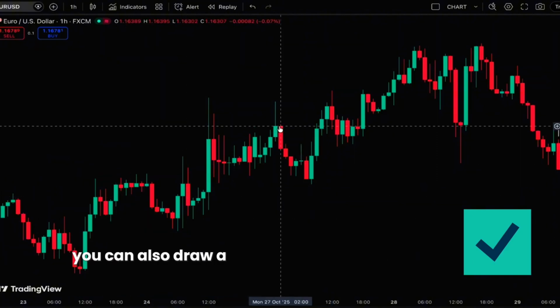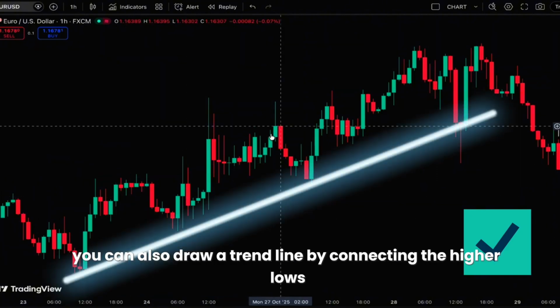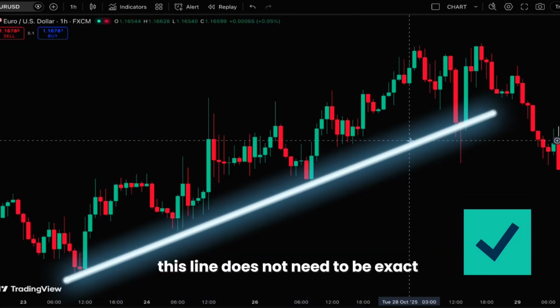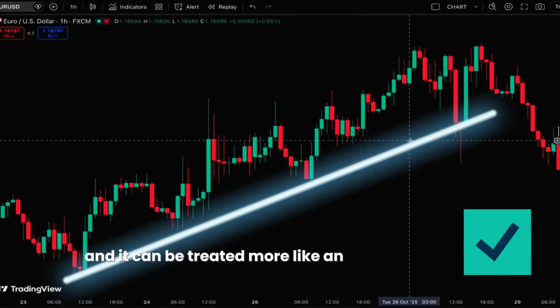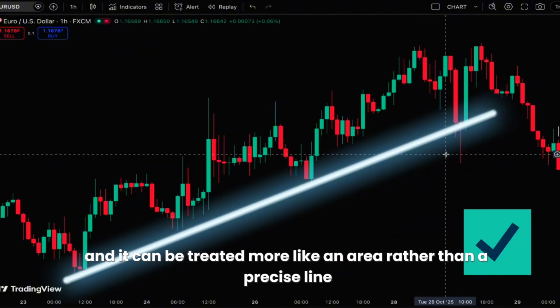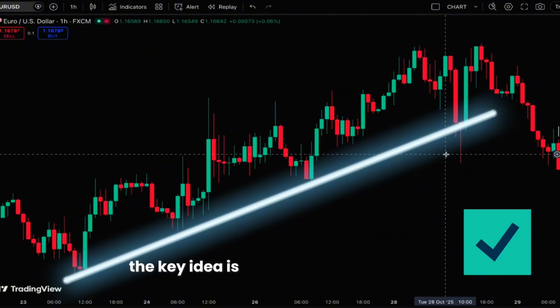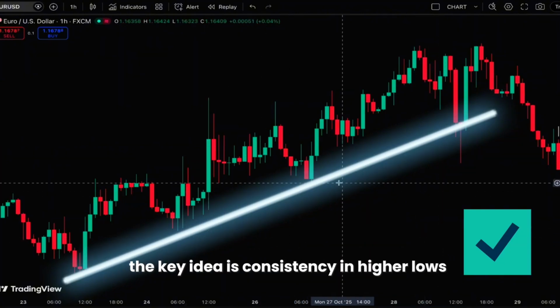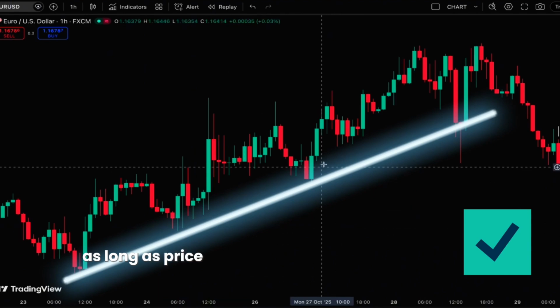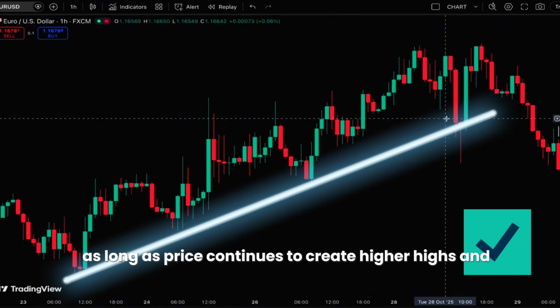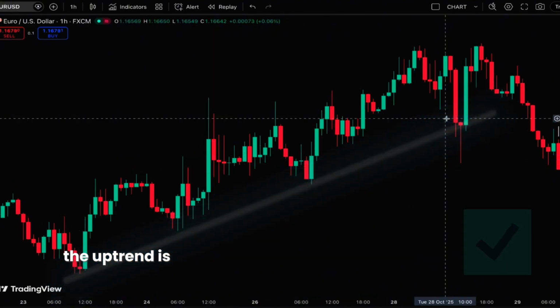You can also draw a trend line by connecting the higher lows. This line does not need to be exact, and it can be treated more like an area rather than a precise line. The key idea is consistency in higher lows. As long as price continues to create higher highs and higher lows, the uptrend is valid.